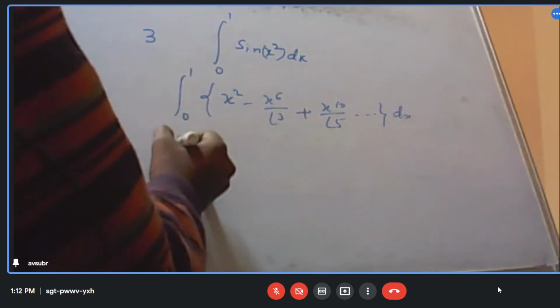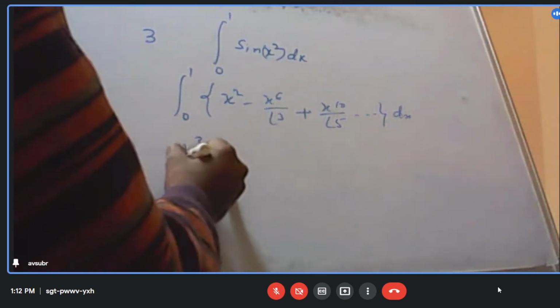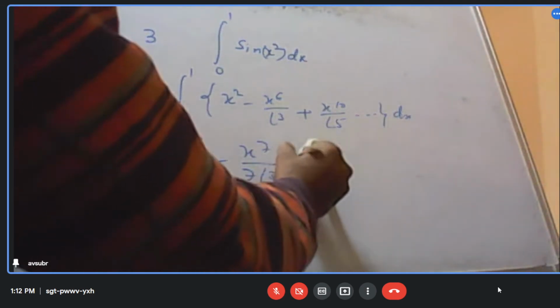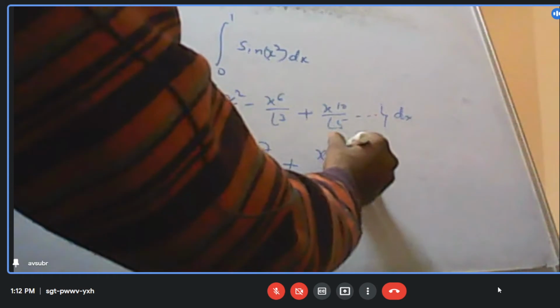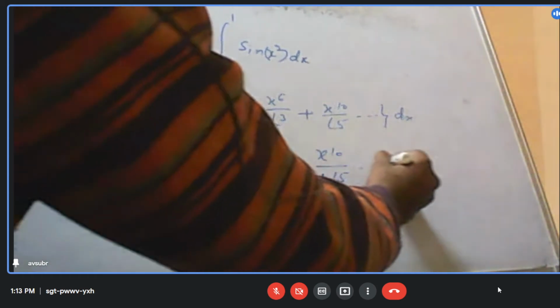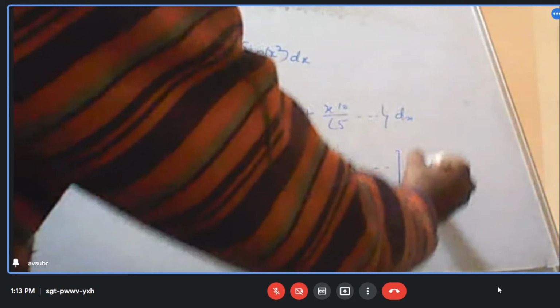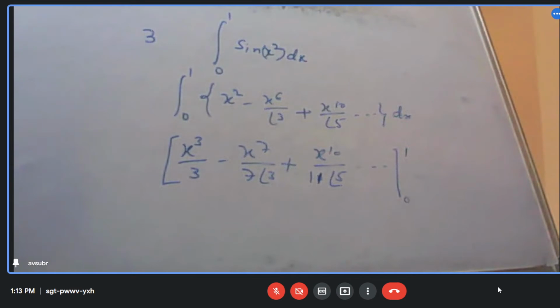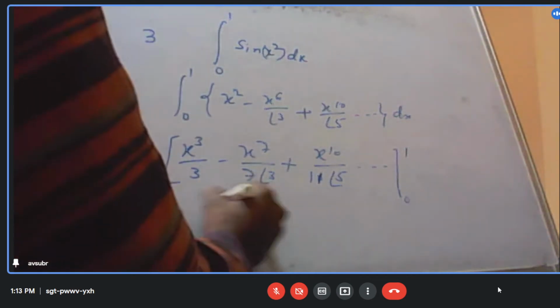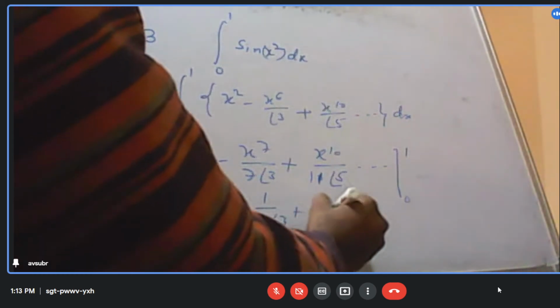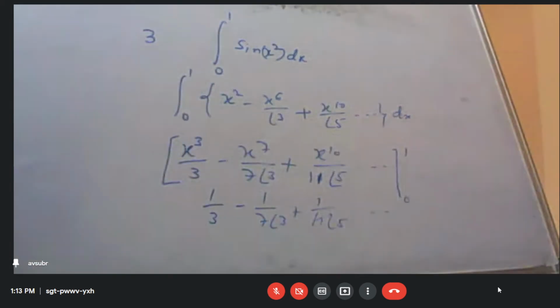Okay. So this will be x^3/3 minus x^7/(7·3!) plus x^11/(11·5!) and so on and so forth. Right? Yes, sir. So this will be 1/3 minus 1/(7·3!) plus 1/(11·5!).